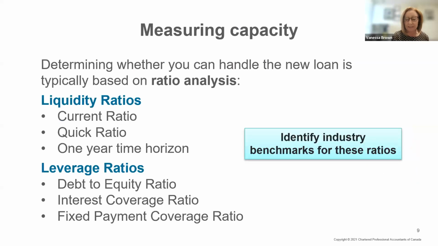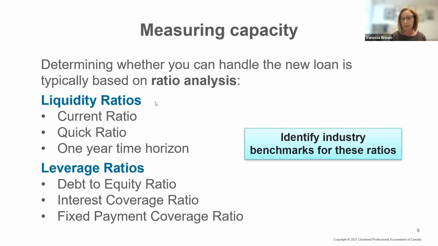The second C was capacity. So whether or not the business actually has capacity to do the borrowing and make payments back. This is done typically through some form of ratio analysis, and this is where we're going to go through many of these ratios so that you can understand what types of things you need to manage as a business owner. So the first category of ratios are liquidity ratios.